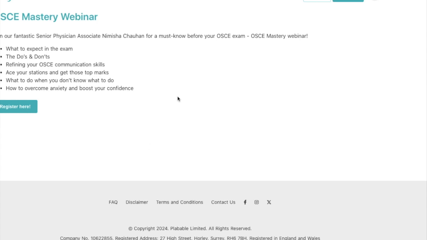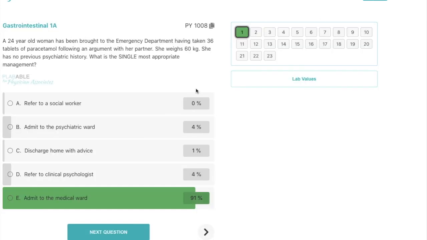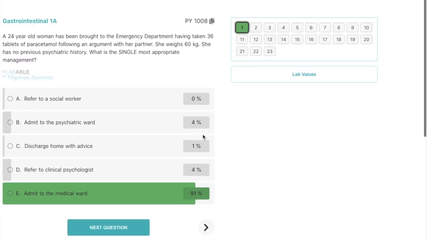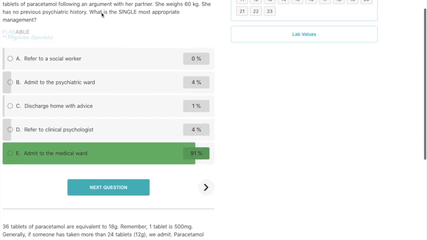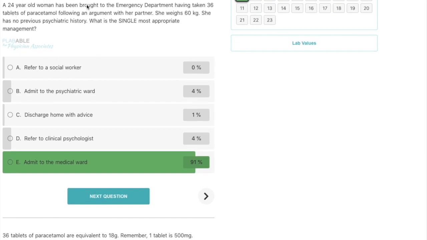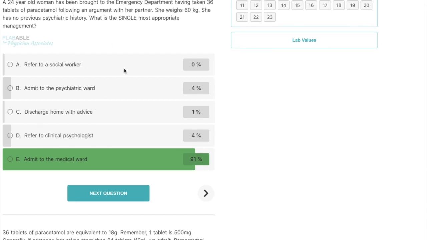If we have a look at the question banks now, we can see here an example of paracetamol overdose, and on the top you can see the topic gastrointestinal 1A. For physician associates, you do have the blueprints, and I'll go into that in a bit more detail if that's something you want. The 1A topic is the more high yield topics, and there's 1B and 1C as well, which are less high yield.